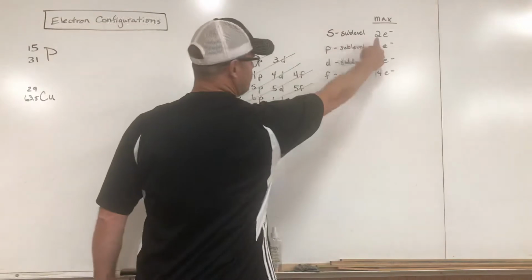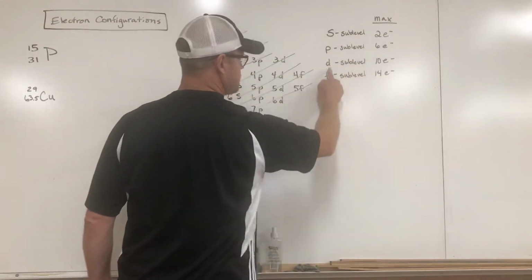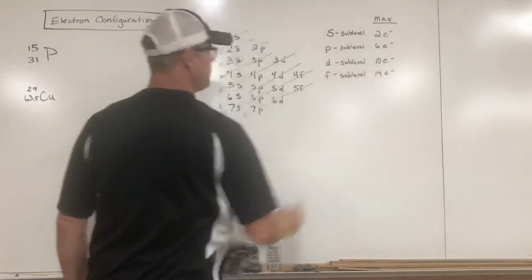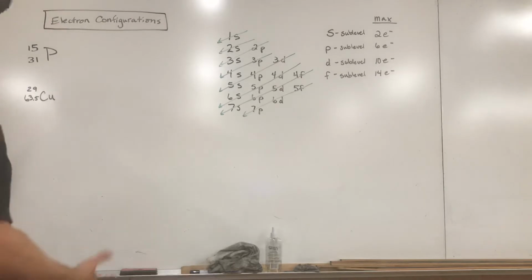An S sublevel can hold up to 2 electrons. It's very small in capacity. A P sublevel can hold 6, D can hold up to 10, and F can hold up to 14. Those are the maximum capacities. It doesn't mean they'll always fill up, but that's what they can hold.